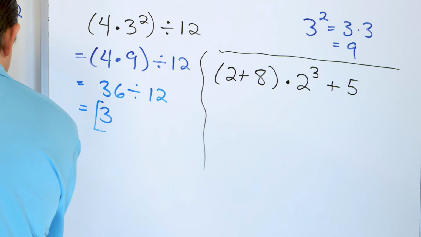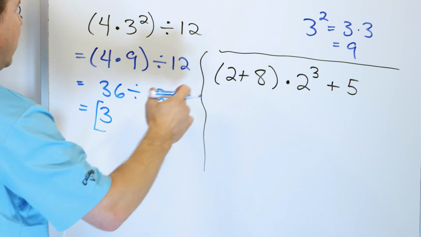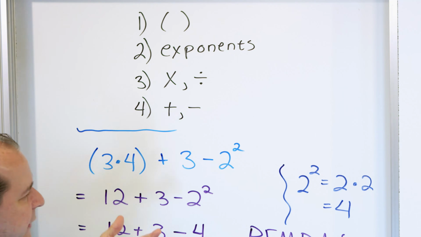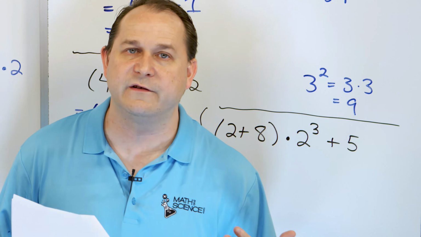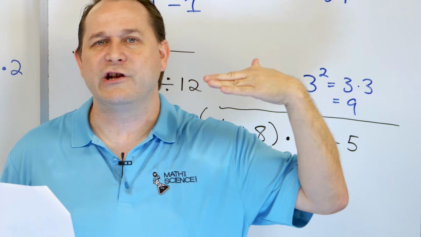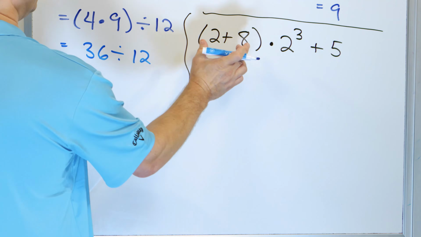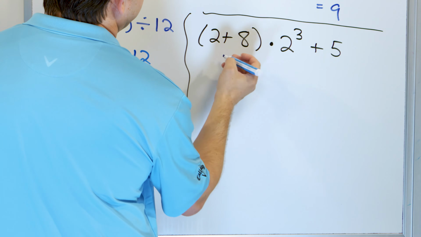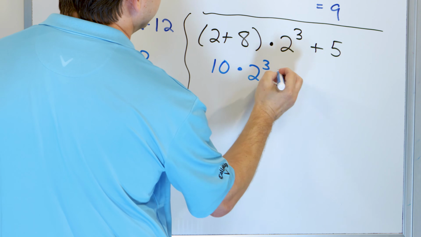So obviously we have a set of parentheses here, and inside is addition. Now again, you might say, well, addition is like last priority, so why are we doing it first? It's only because it's inside the parentheses. It forces us to do it first, even though addition otherwise would be at the very bottom of the order of operations. But here we have to do it first. So 2 plus 8 is 10, and we can now drop the parentheses. We have now a 2 to the third plus 5.